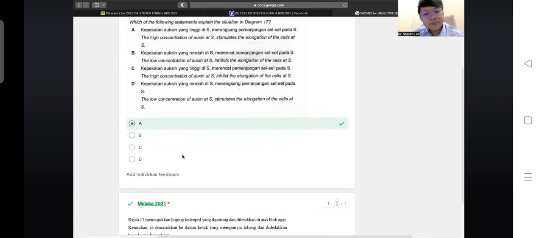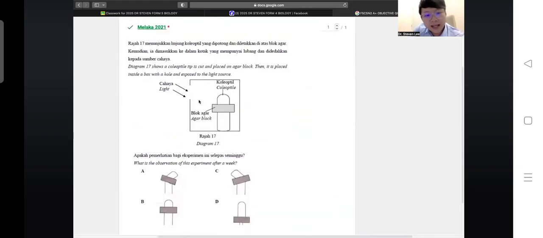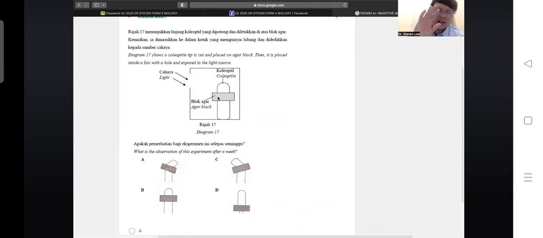Okay. All this we have explained last week already in the class. So once again, light, agar block, coleoptile, it will bend toward the light. The key point is, if you see agar block, it doesn't change anything. But if you see mica block, then it blocks the diffusion. So for this, the answer will be C.